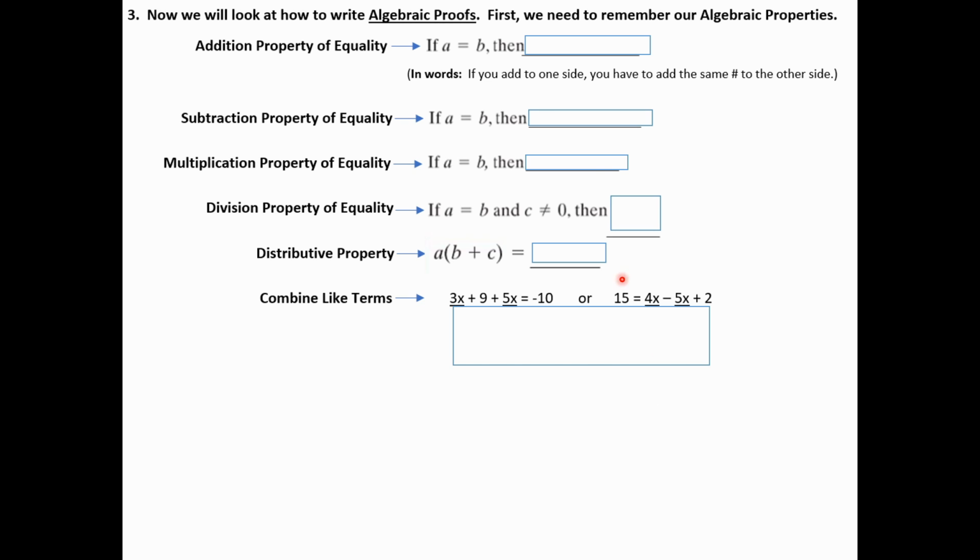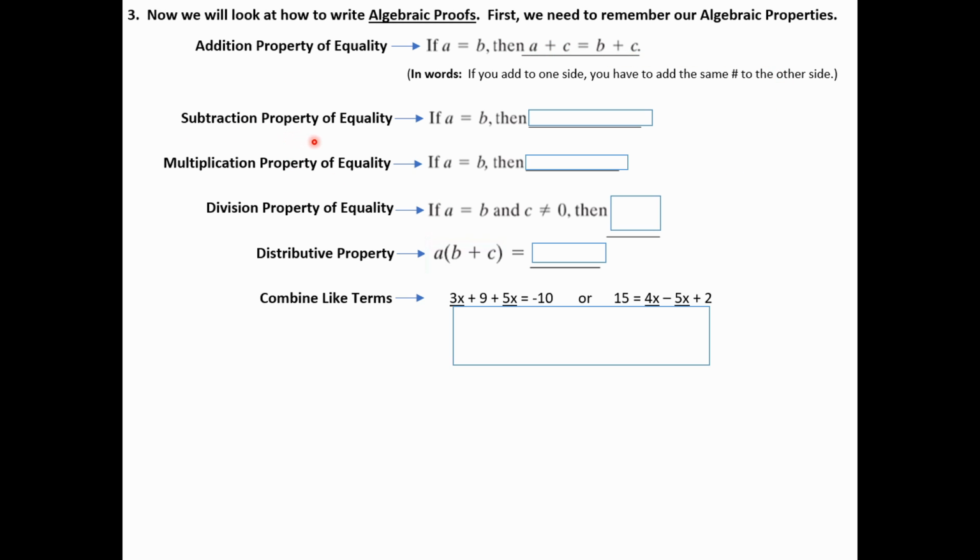So the first one that we have is our addition property of equality. And it says that if we have two values that are equal, a and b are representing values, then if I add the same thing to each value, then those new values should still be equal. So if you add to one side, and you add the same value to the other side, then you end up with the same value on both sides. So to keep this relationship equal, add the same thing to both sides.